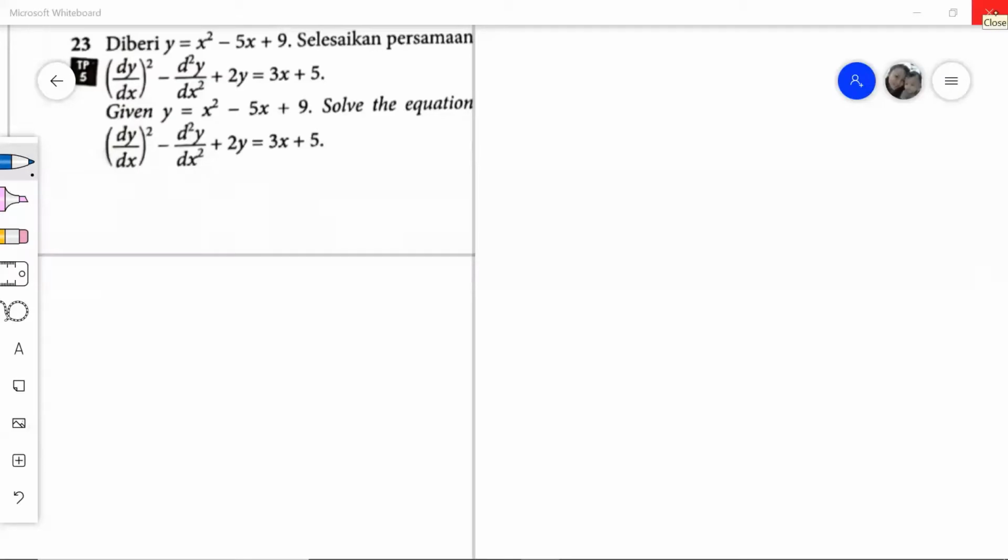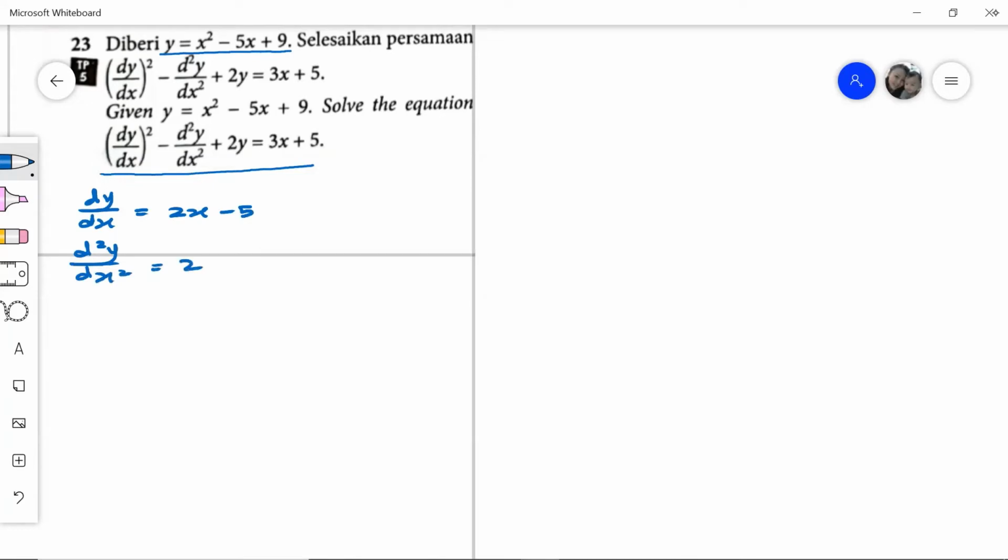Hi everyone, this is question number 23. So we are given y equals x squared minus 5x plus 9, and we have to solve the equation given here. Since we need to use the first derivative and second derivative, might as well find those first. dy/dx is 2x minus 5, and the second derivative is just 2.